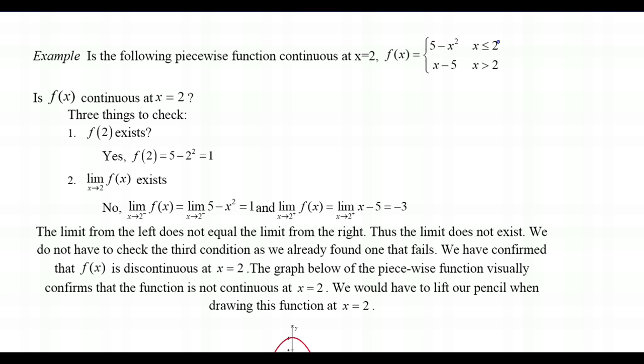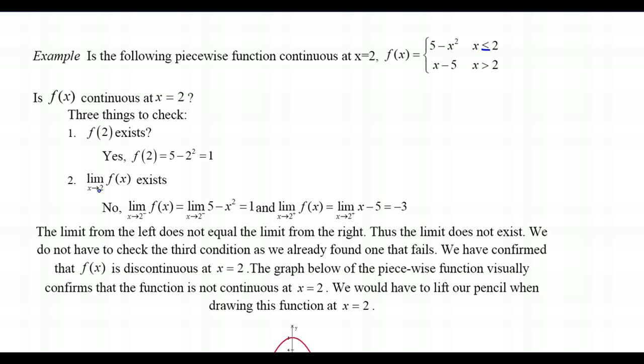Well, this function here is defined at 2 by the top function, where x is less than or equal to 2. So I have to substitute 2 into 5 minus x squared. So 5 minus 2 squared, 5 minus 4 is 1. So does f of 2 exist? Can I get out a value when I plug in 2? Yes, I get out 1. So f of 2 exists.